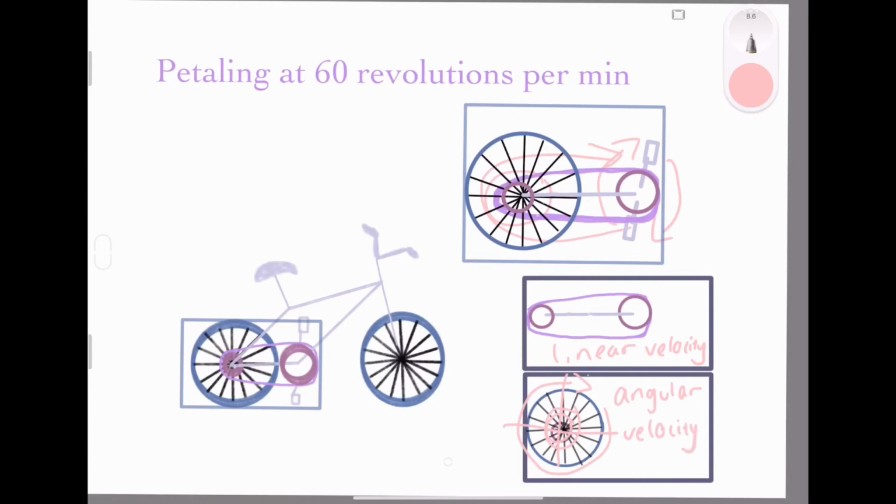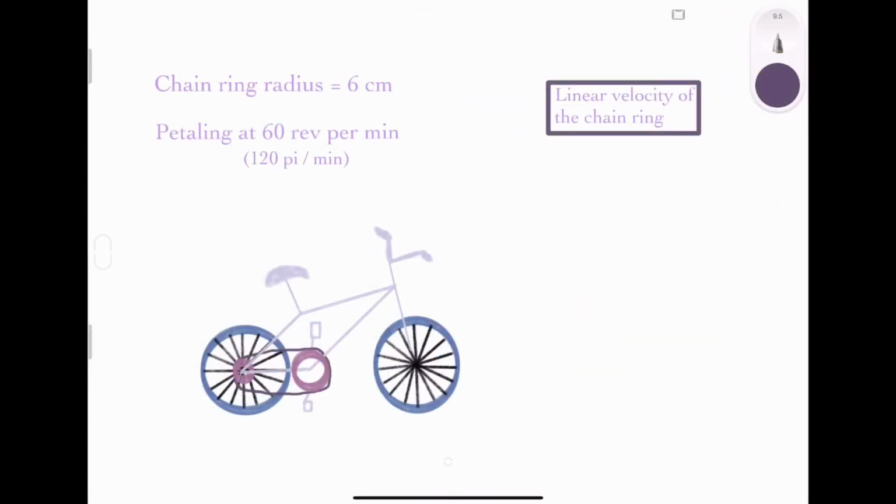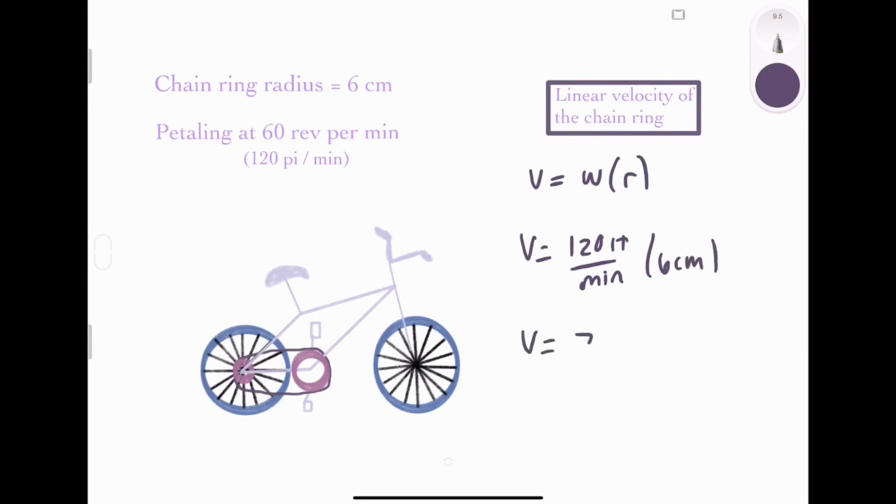Let's connect this into our next example. Let's find the linear velocity of the chainring. We know that the equation for linear velocity is v equals the angular velocity times the radius. We know that the angular velocity is 120 pi per minute, and we know that the radius is 6 centimeters. This means that the linear velocity is going to be equal to 720 pi centimeters per minute.